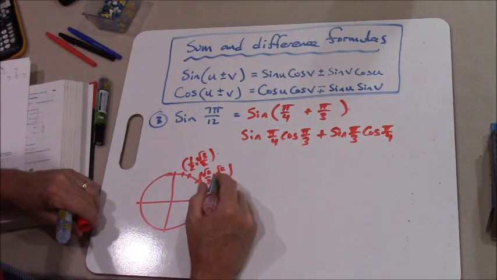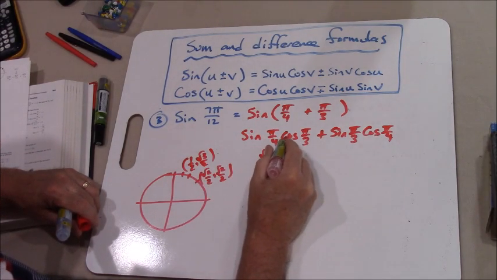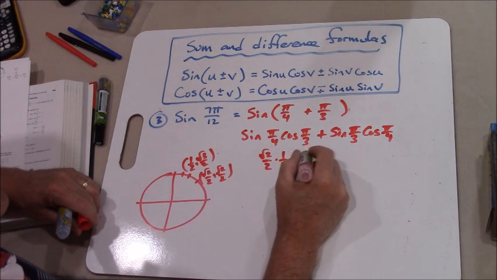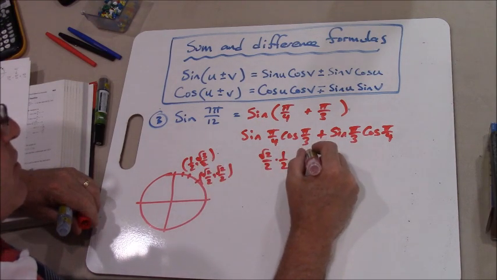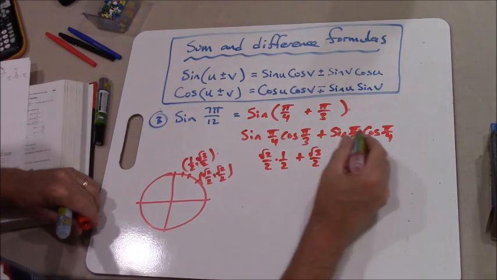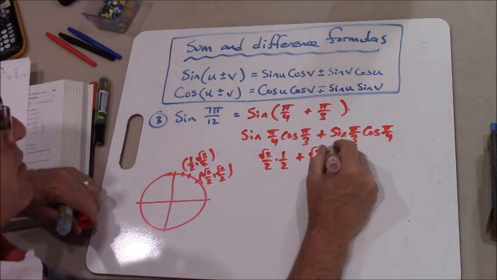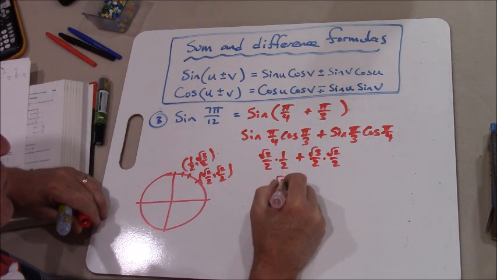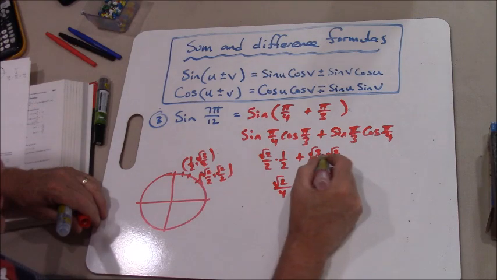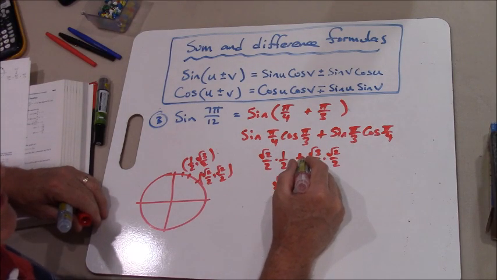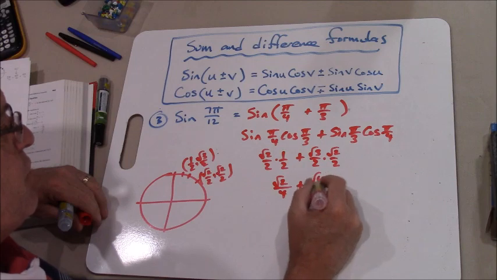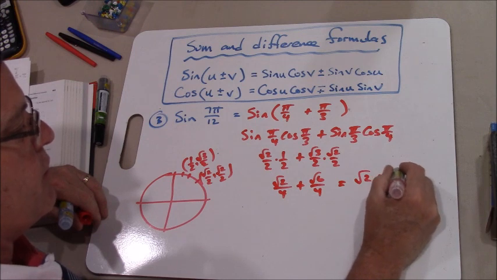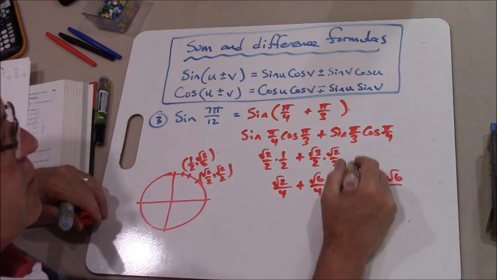Sine of pi over 4, that's the y coordinate, that's root 2 over 2. Cosine of pi over 3, that's 1/2. Plus the sine of pi over 3, that's root 3 over 2. And the cosine of pi over 4, that's root 2 over 2. So we go ahead and multiply those. We get square root of 2 over 4 plus, remember you got to do all your multiplication before addition, order of operations, root 6 over 4, and that gives me an answer of the square root of 2 plus square root 6 over 4. There's my exact answer.